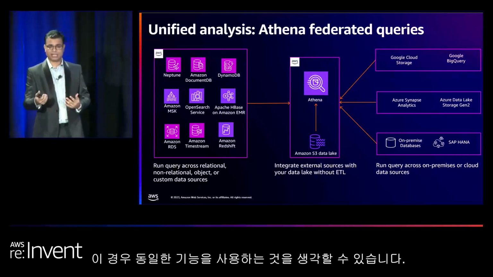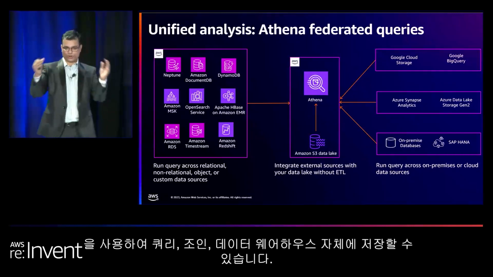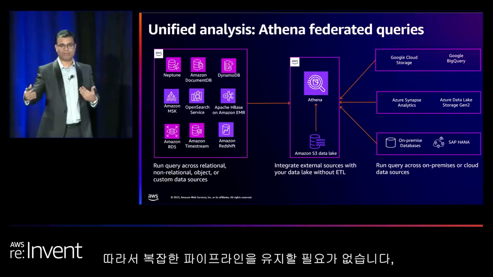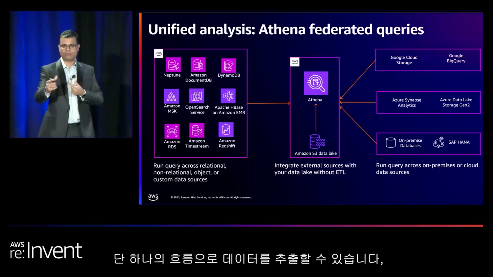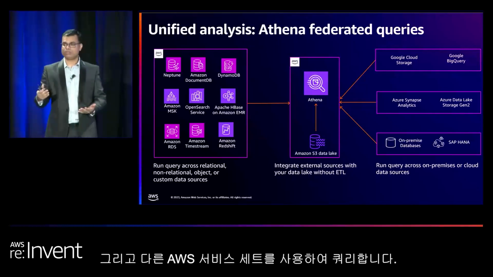So in that case, you can think of using the same capability to query, join, and store it in the data warehouse itself. So no need to maintain a complex ETL pipeline, just one flow to extract the data, ingest it maybe in the data lake, and use the different set of AWS services to query it.